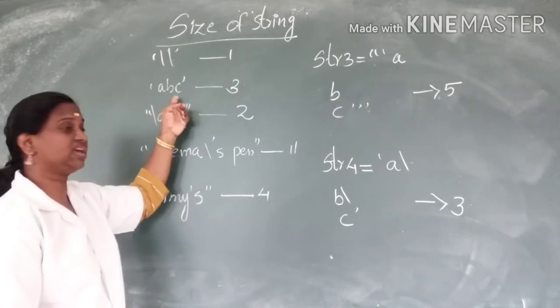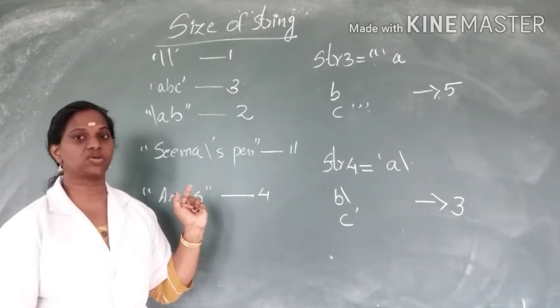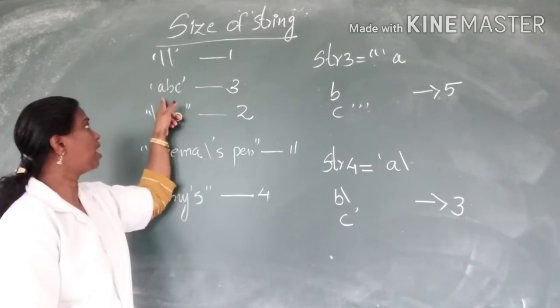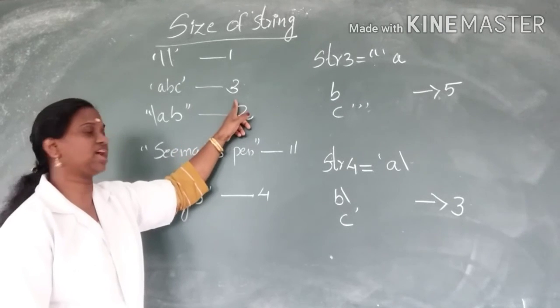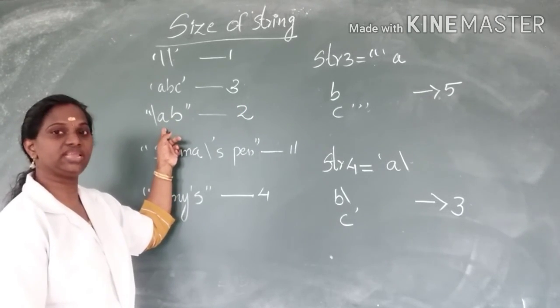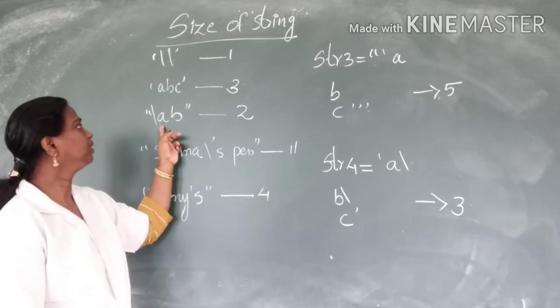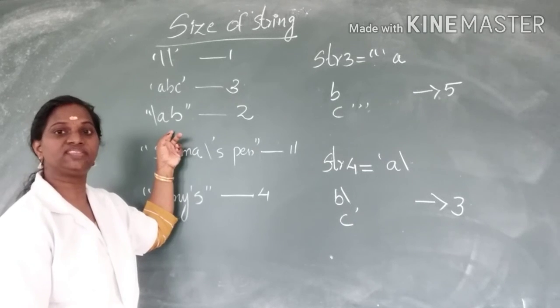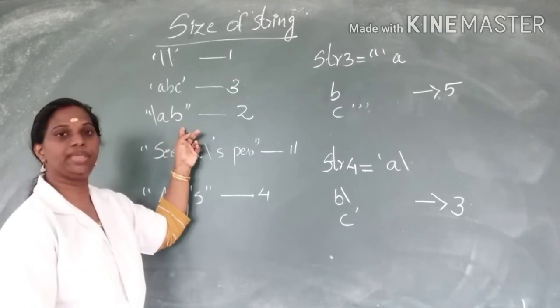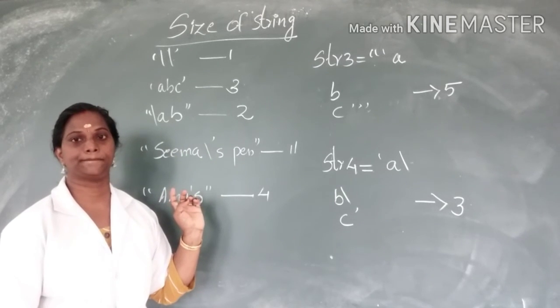Okay. Then see here ABC. This ABC is given in single quotes. So how many letters? 1, 2, 3. So its size is 3. Okay. Here backslash A then B. Clear? So here backslash A is an escape character, and B. So only 2 characters. So its size is 2.